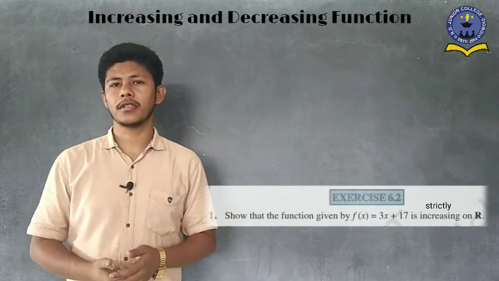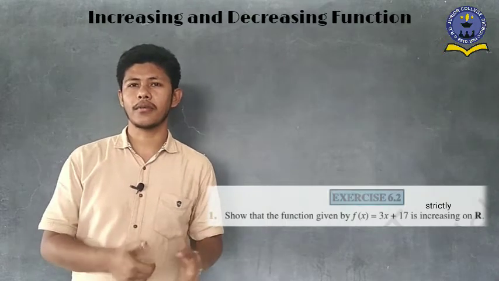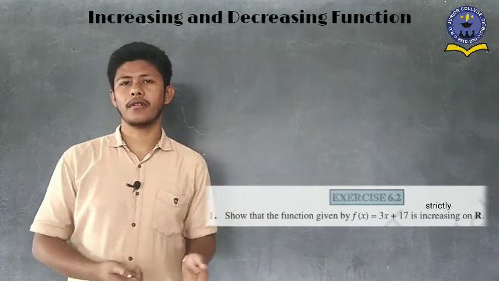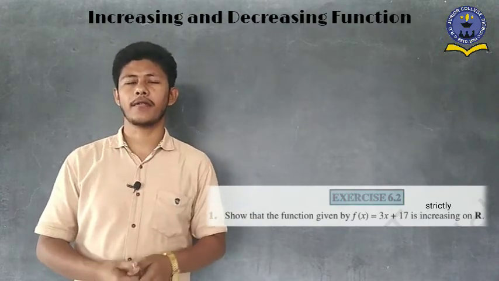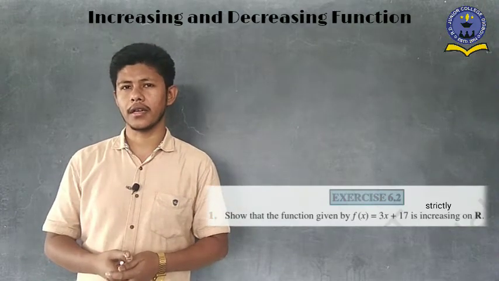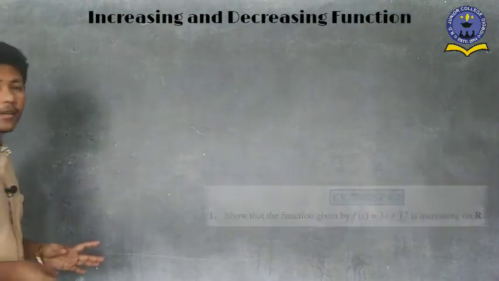So here two conditions are there. Either we can prove f'(x) > 0 in case of real numbers, or by the second method, we can prove that x2 > x1 implies f(x2) > f(x1). So in both ways we can solve here. Is it clear?